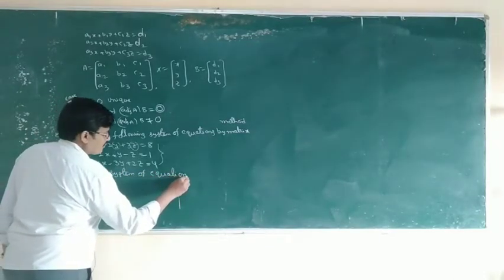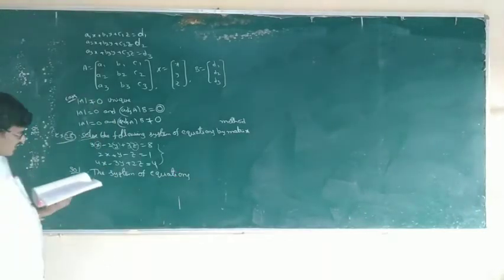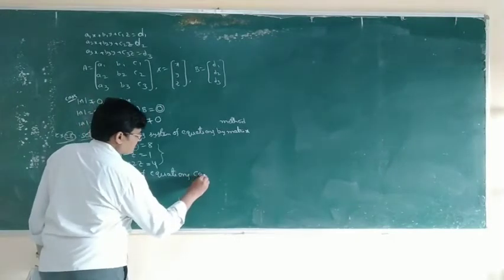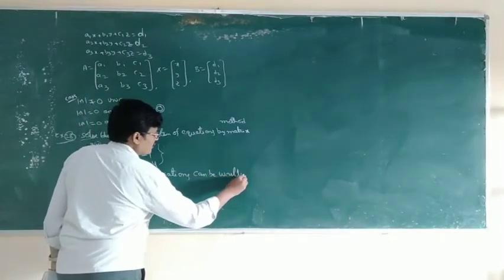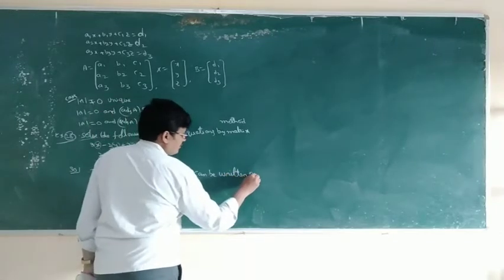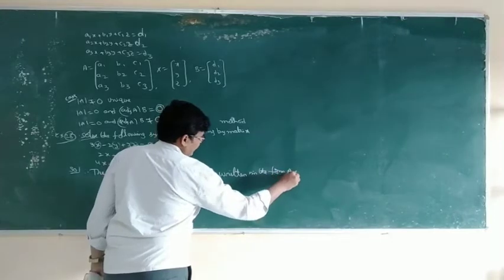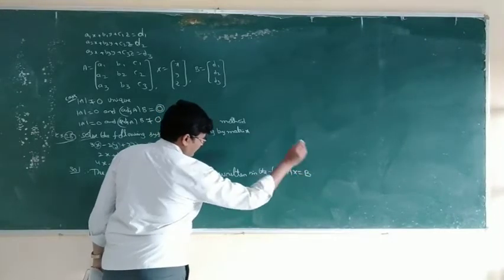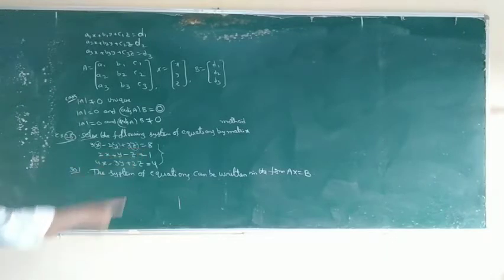Equations, the system of equations can be written in the form Ax = B. First step, the given system of equations can be written in the form Ax = B. Find out the A matrix, X matrix and B matrix.